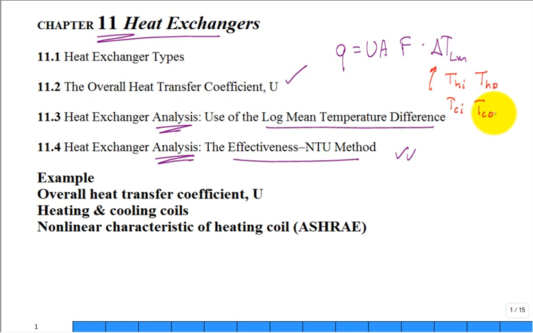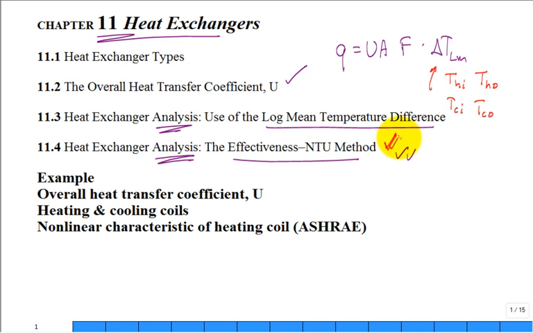Where if you use the effectiveness-NTU method, you can see that it typically is not iterative when you don't know the outlet temperatures. It's not necessarily iterative. It's more explicit through the system.